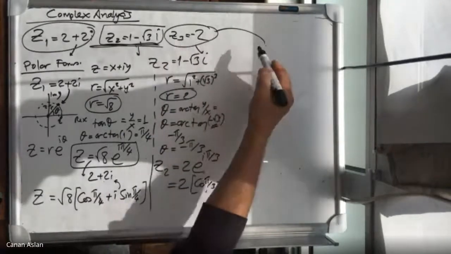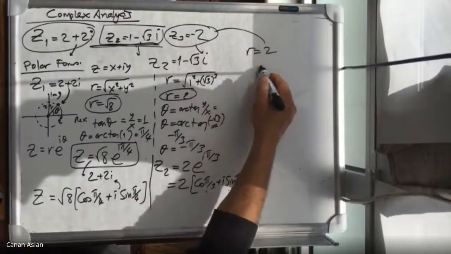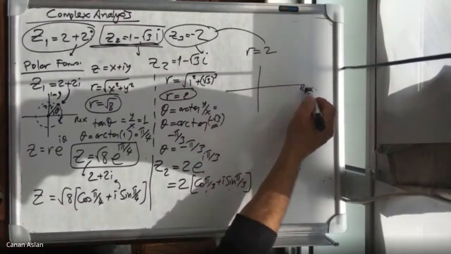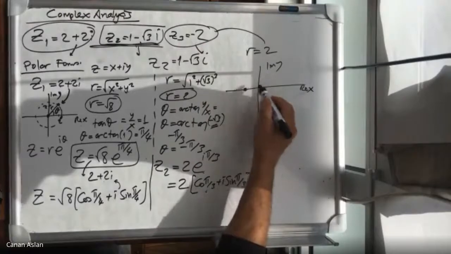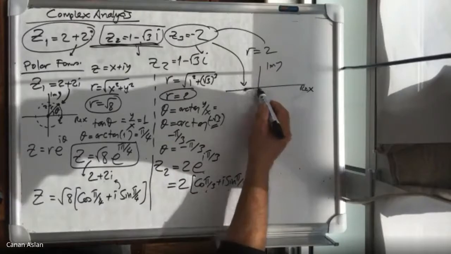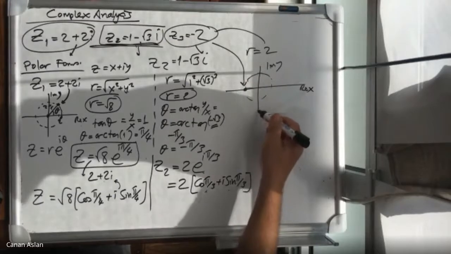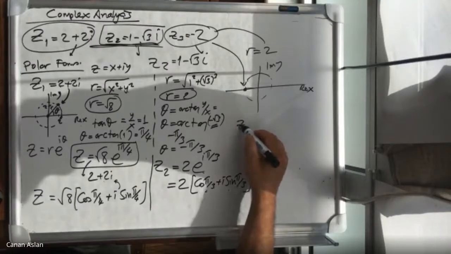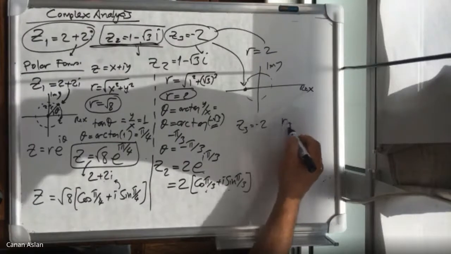Z3 has no exponent, so R is just 2, because it's the point right on the complex plane like that. Here, this is real x, imaginary y, and this is just real minus 2 right there. So this complex number is right there on the complex plane. Now the radius is just 2. So Z3, which is equal to minus 2, and R3 is equal to 2.